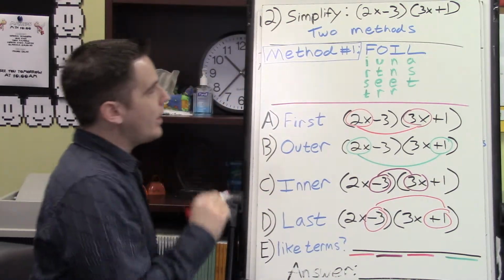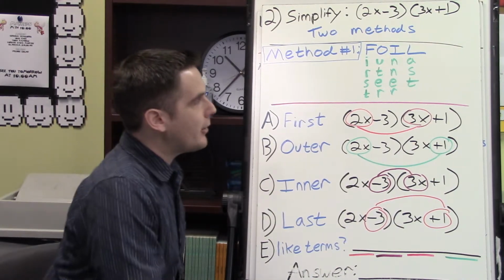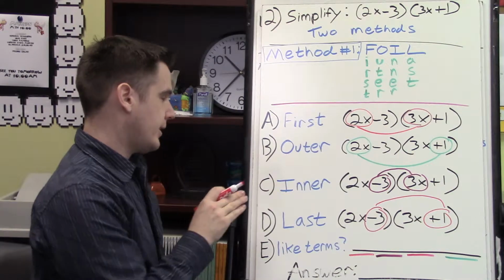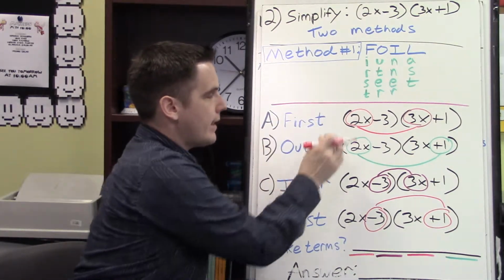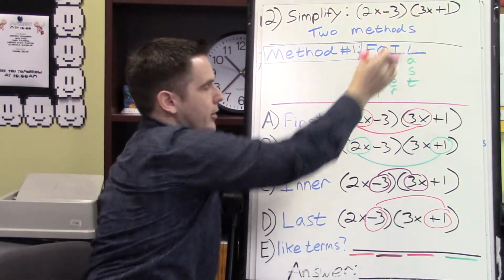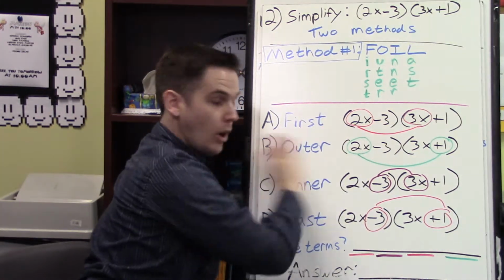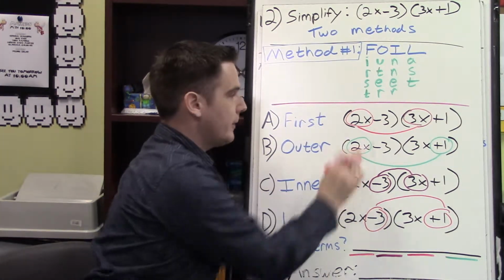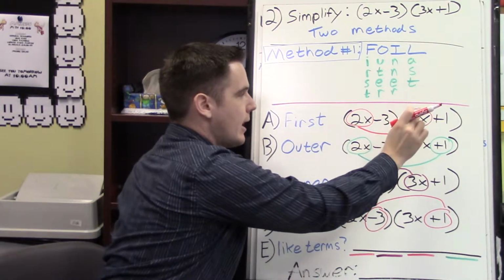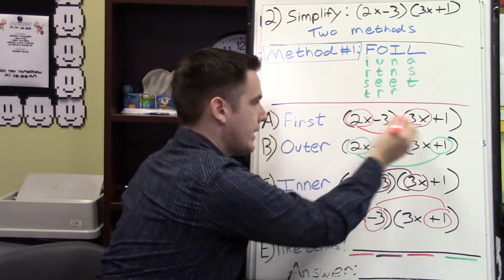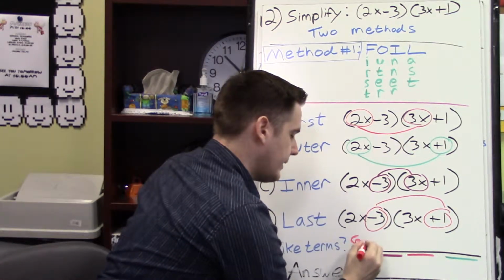Alright, so FOIL stands for first, outer, inner, last. What the first means is that of the two expressions, the first term in both, multiply them. We're going to do a whole bunch of multiplying here. So 2x times 3x is 6x squared. So I'm going to put that down here.